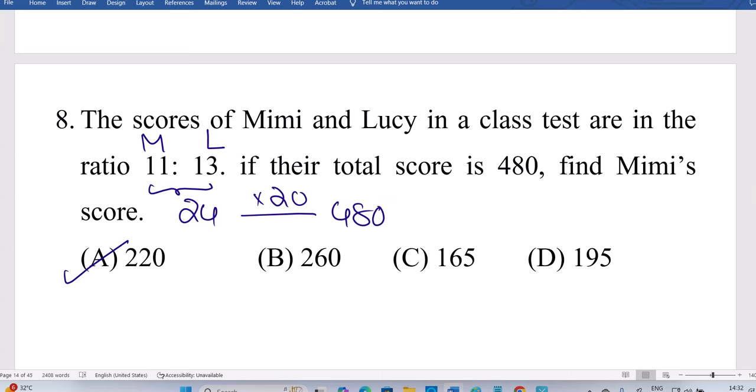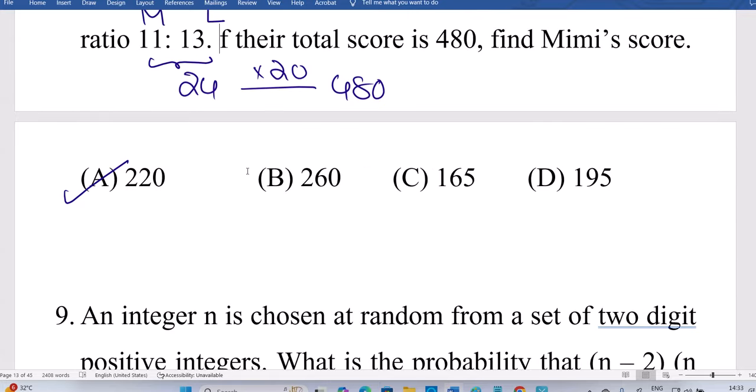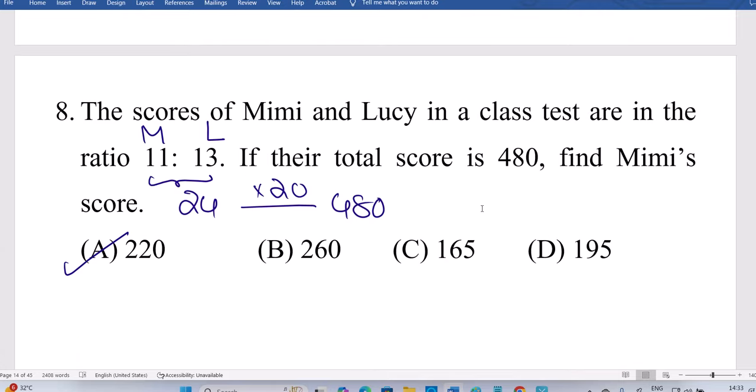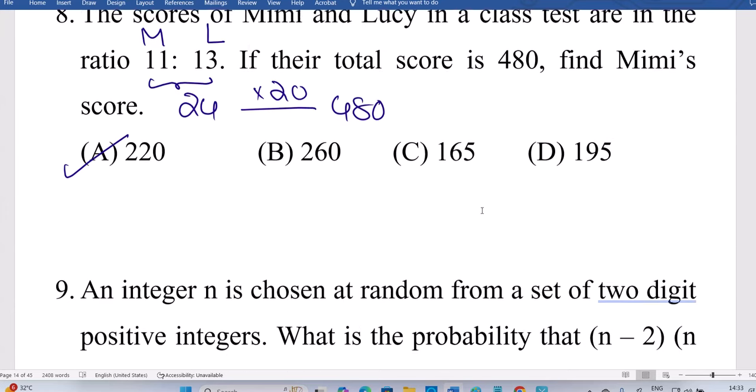They'll change the question's last line. So don't go by heart, read the question. Even this was discussed in class also. Have a look at the last line, have a clear observation. The total score is 480. So total in the ratio we got is 24, but they gave 480. We should multiply by 20. Mimi is 11 into 20, Lucy is 13 into 20. Done? Which topic is this? Ratios. Already one, now one more, two questions from ratios.